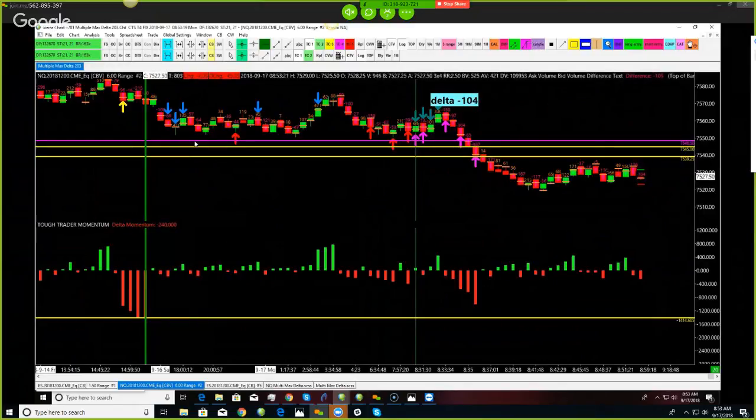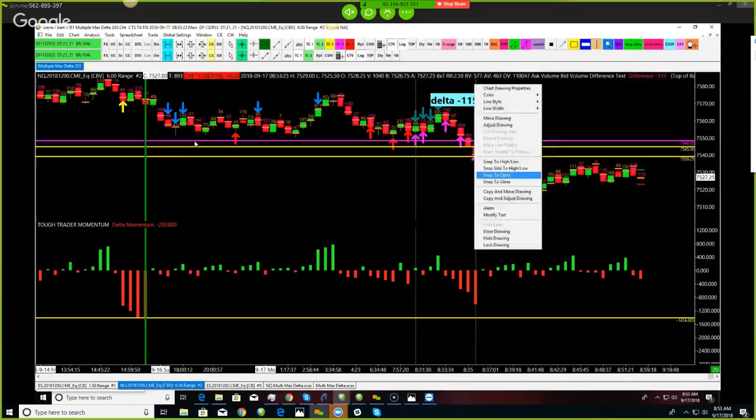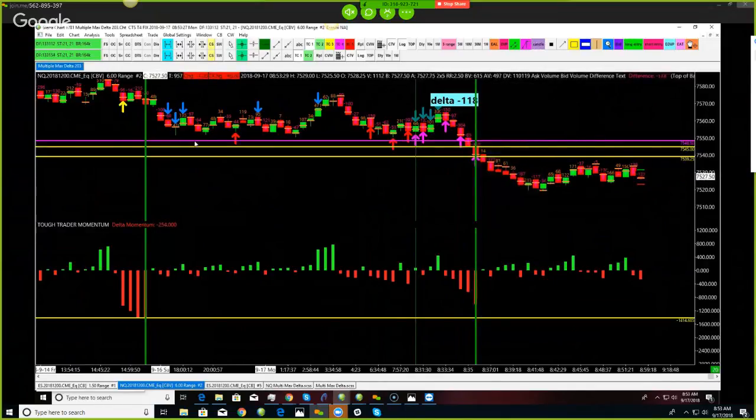Okay. Next, this one right here. All right. Okay, that's here. Now look at the divergence on momentum as we're pushing back up. That's not what it looks like when we break, right? So what I'd love to see is this break this low on big delta, close back above, and that gives me a clean shot back to 48.50, right? I'd love to see that happen.